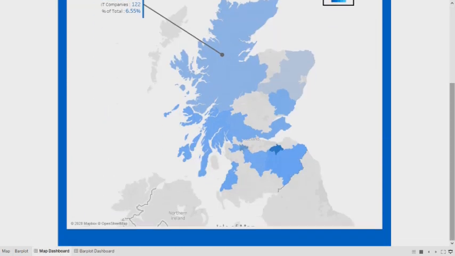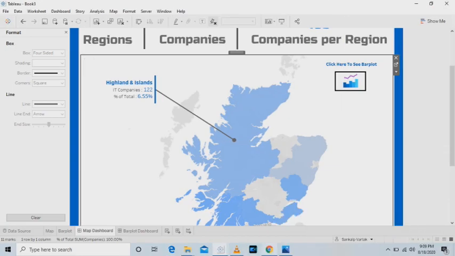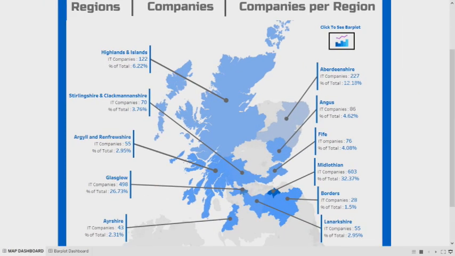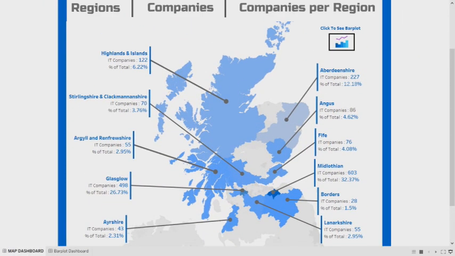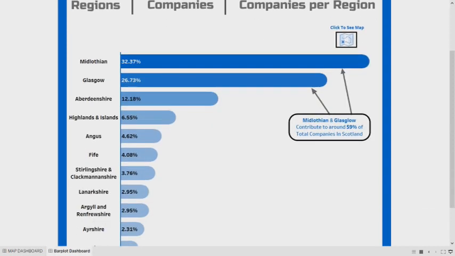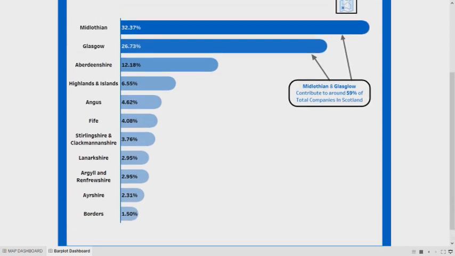So now you can see whenever I click on the button, that is click here to see bar plot or map, you can see the dashboard changing. Now I'll show you my dashboard. So this was the dashboard I created, and whenever I click on the buttons, the dashboard changes.